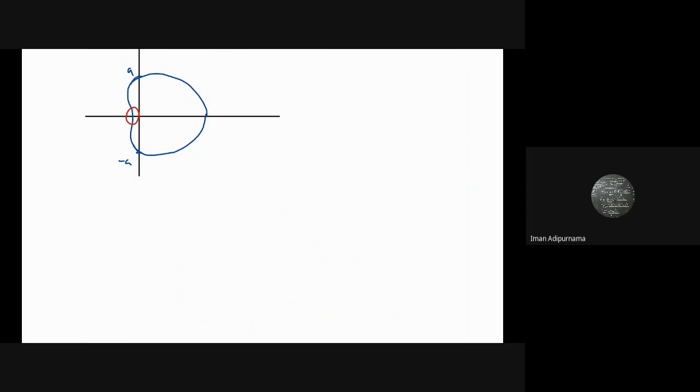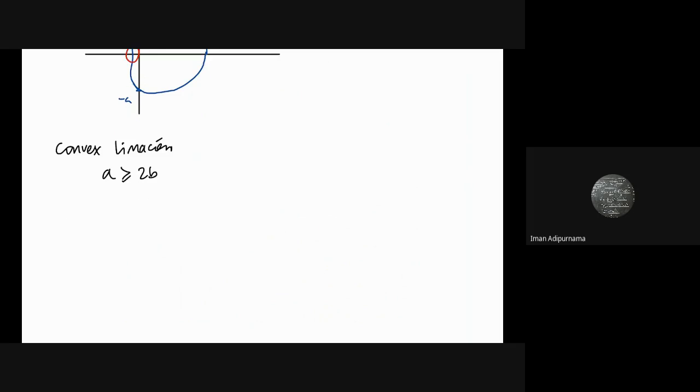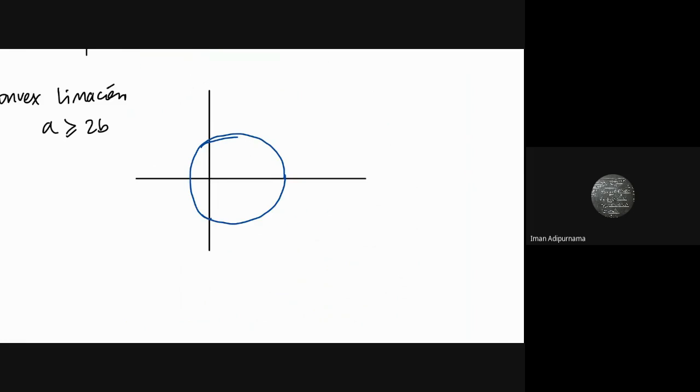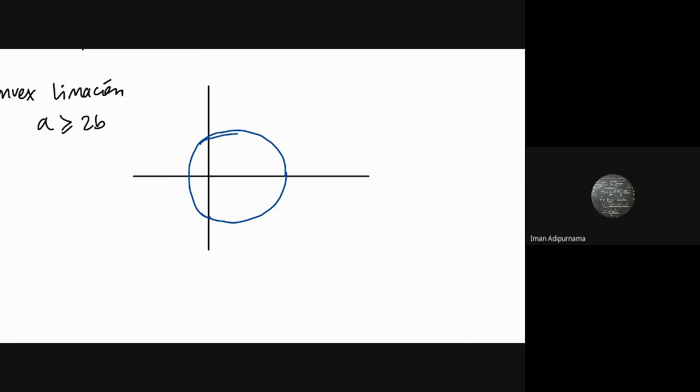There is another one, the last one, which we call the convex limaçon. This is if A is greater than 2B, so A compared to B is really, really large. So it's going to be somewhat similar to a circle, but it is still elongated. This is A plus B here. This is A. This is negative A.